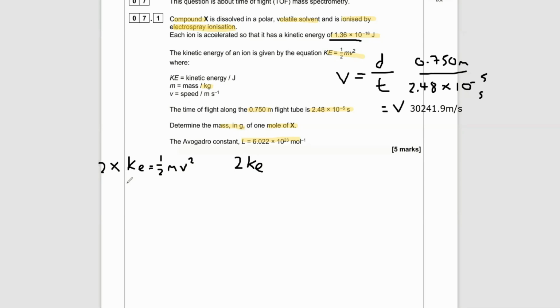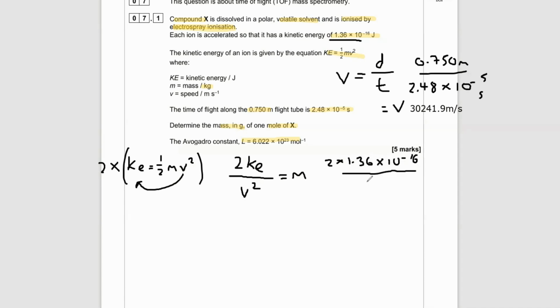Now we're going to take that second equation, kinetic energy equals half mv squared. So what we want to do is first of all get rid of the half. Most people do this by timesing by 2. So therefore you end up with 2 times the kinetic energy over the top of v squared, because we need to divide both sides by v squared.